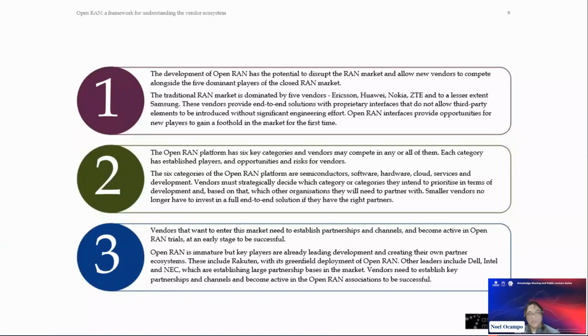And those dominant players right now in this field are Rakuten, which is a greenfield deployment. Other leaders would be Dell, Intel, and NEC. So before I end the session, this is our brief summary.